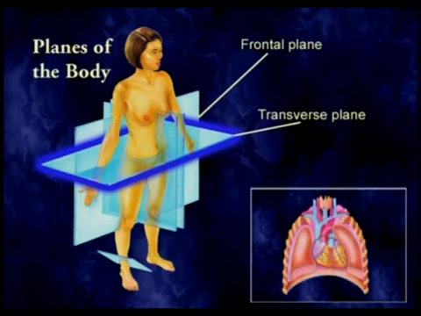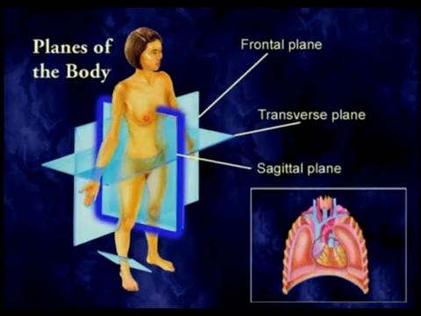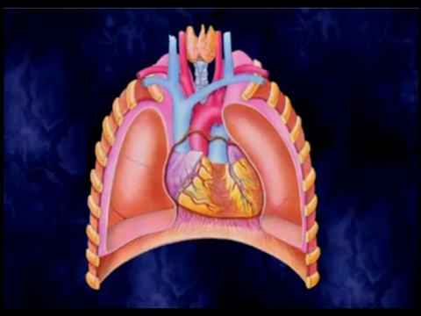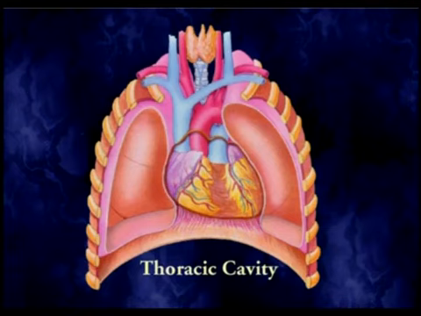And then we're going to look at sagittal planes, which cut the body up and down. Getting back to the position of the heart in the body, you can see that there is an enormous cavity called the thoracic cavity. This is the chest. It's bounded by the ribs. It contains basically three sections.